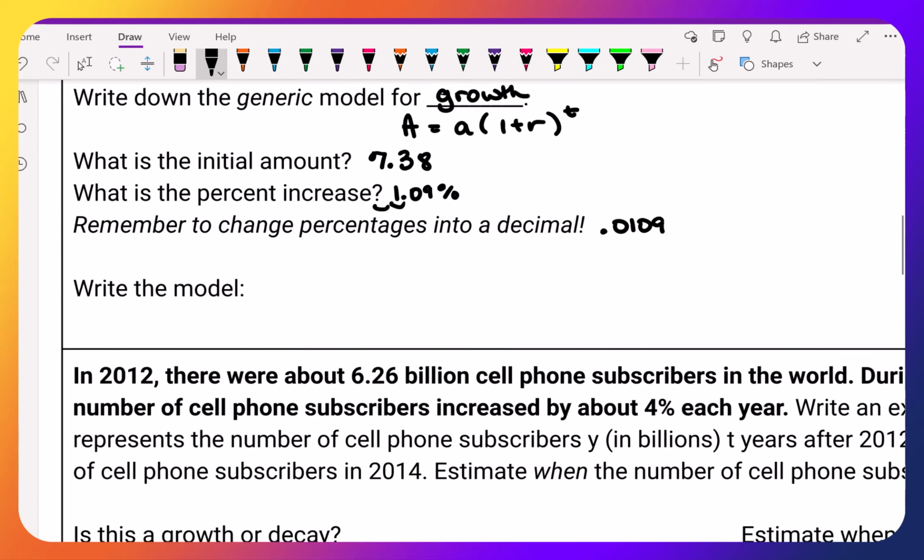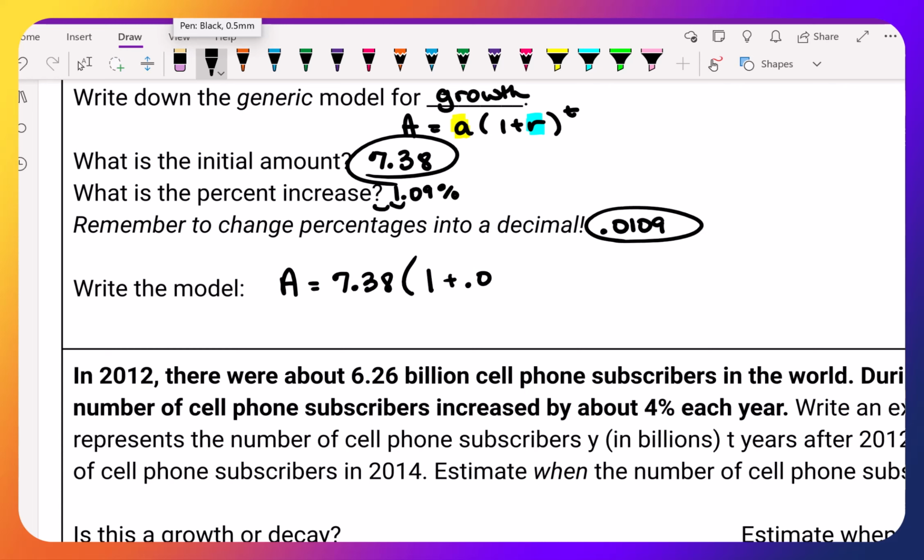All we're going to do is we're going to replace your original amount, which is A, and this is our percent change, which is 0.0109. So I'm going to put A equals 7.38 parentheses 1 plus 0.0109 to the power of t. Now this is your model, okay?